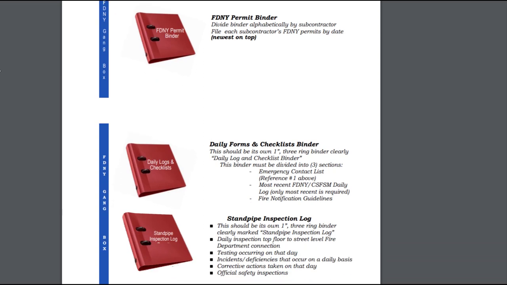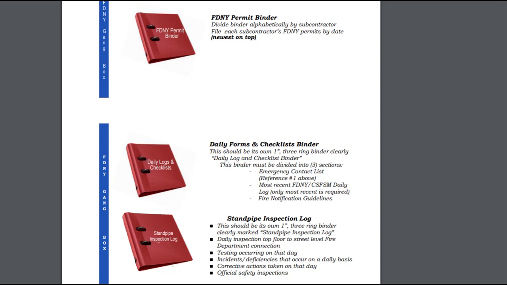The next binder should be your daily forms and checklist binder. This should be its own 1-inch three-ring binder with emergency contact list, most recent FDNY, construction site fire safety manager daily logs, and notification guidelines.